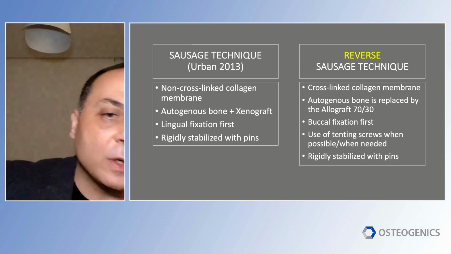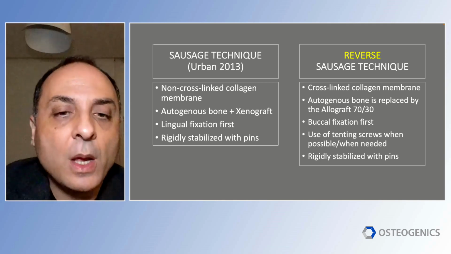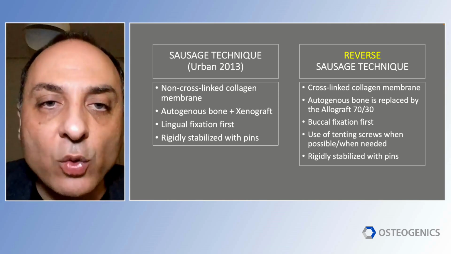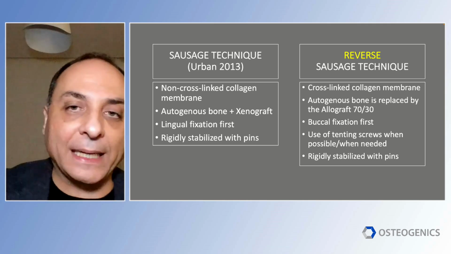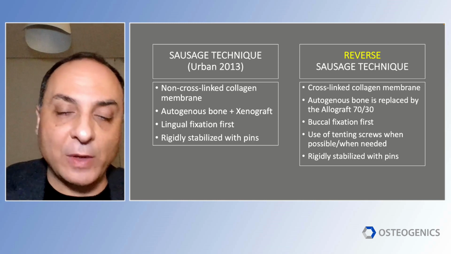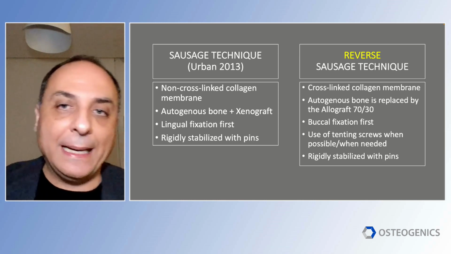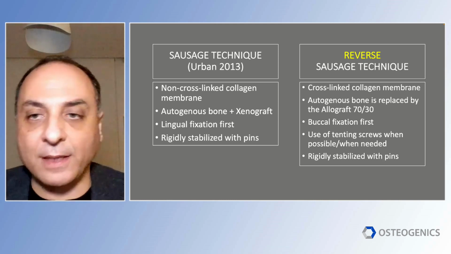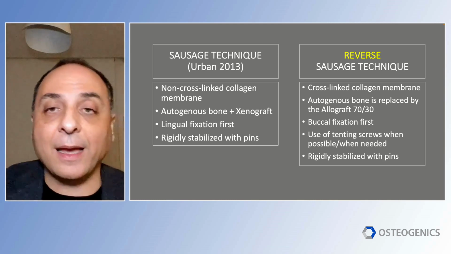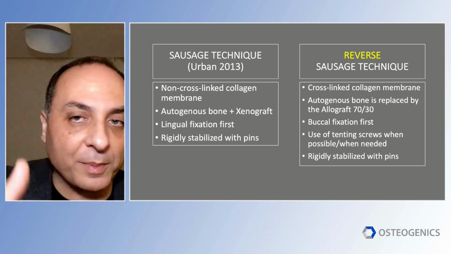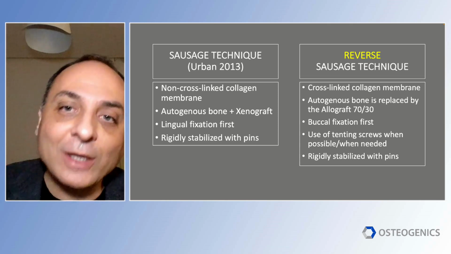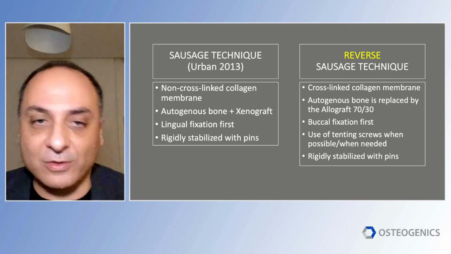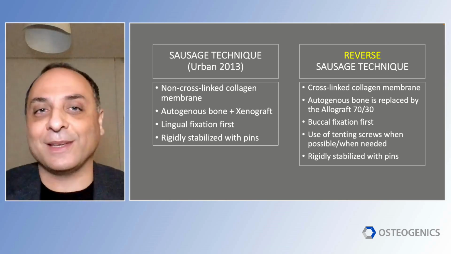So the sausage technique of Istvan, we were talking about it. He likes to use autogenous plus xenograft, as we've mentioned. He likes to lingually tack the membrane first. From a technical perspective, this is something that he stresses so much: lingual fixation first, and then he packs buccally, and of course everything is stabilized. Whereas the approach that was inspired from Istvan, that I like to call reverse sausage, just for the purpose, I repeat, just for the purpose of grabbing some attention, I would say.